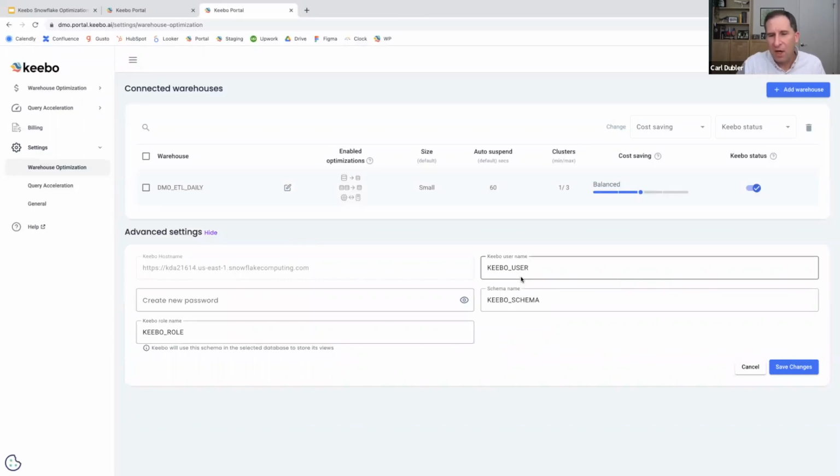Basically, when we set this up, we create a user in Snowflake, in your Snowflake account. Well, actually, you create the user. We give you the specs for that user, and the specs are basically found in this Keebo schema. And so let me show you that schema.